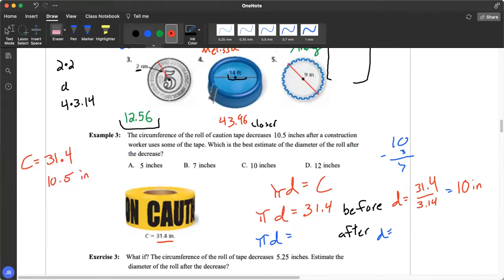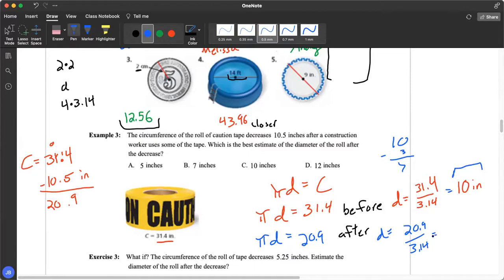So first, what we have to do is find what the second circumference is. So if it decreases 10.5, we have to subtract here. So this will turn to 0. We'll have a 9 and then 20.9. Okay, that's my fault. I was reading it wrong. So we went from 31.4 to 20.9. And so before, our diameter looked like it was 10 inches, but we should get a decrease because our circumference decreased. So now if we're doing it, we can say 20.9 divided by 3.14.